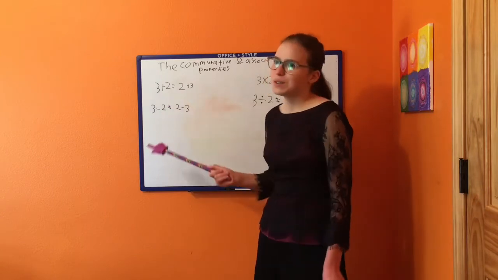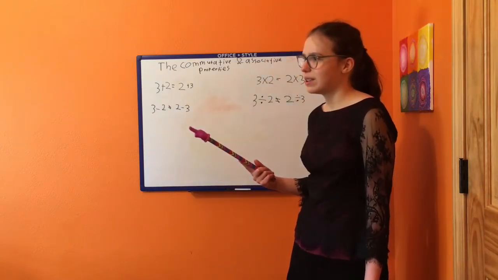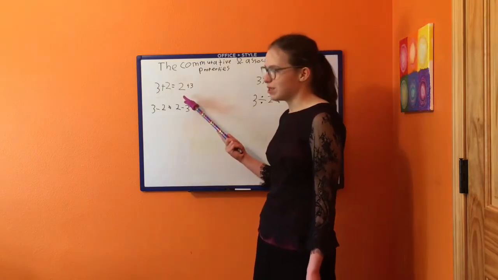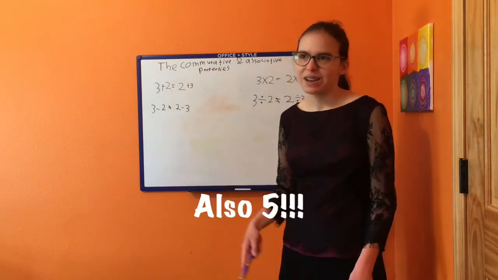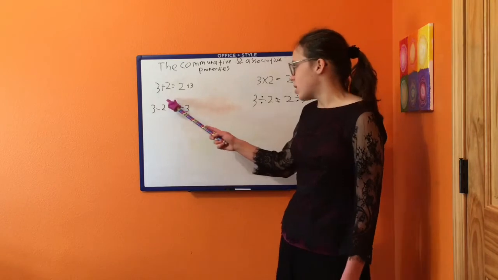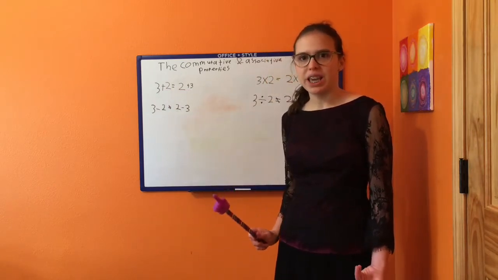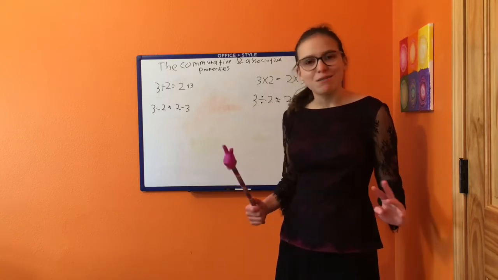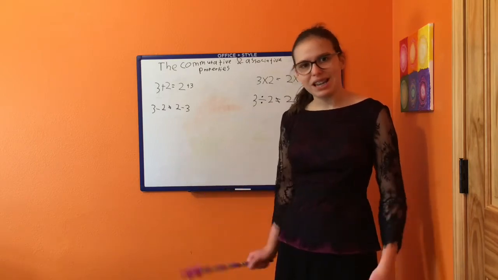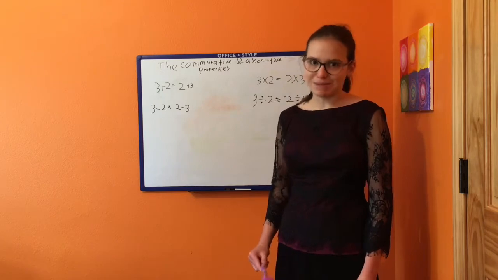3 plus 2 is 5, and 2 plus 3 is also 5. So addition follows the commutative property. It doesn't matter what order you put the numbers in, and your answer will always be the same.